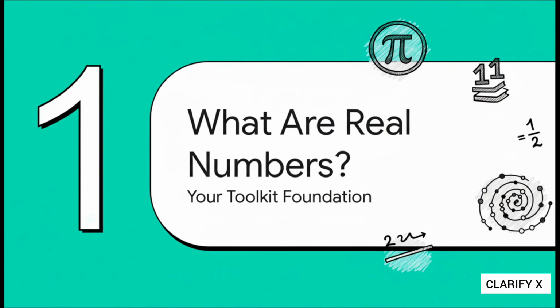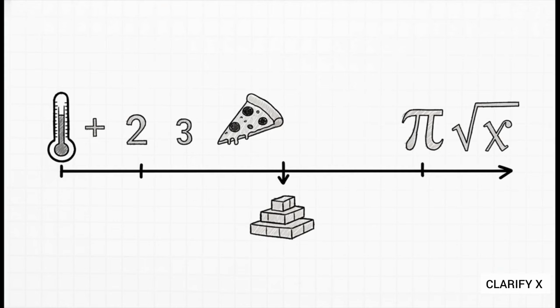So, what are real numbers? Well, they pretty much include everything from your regular integers and fractions to those tricky irrational numbers like pi. Think of them as kind of the raw materials for this whole chapter. You see them everywhere, right? When you're measuring temperature with integers or calculating square roots with those irrational numbers. So yeah, understanding them is absolutely the first step before we can get to the cool tools.